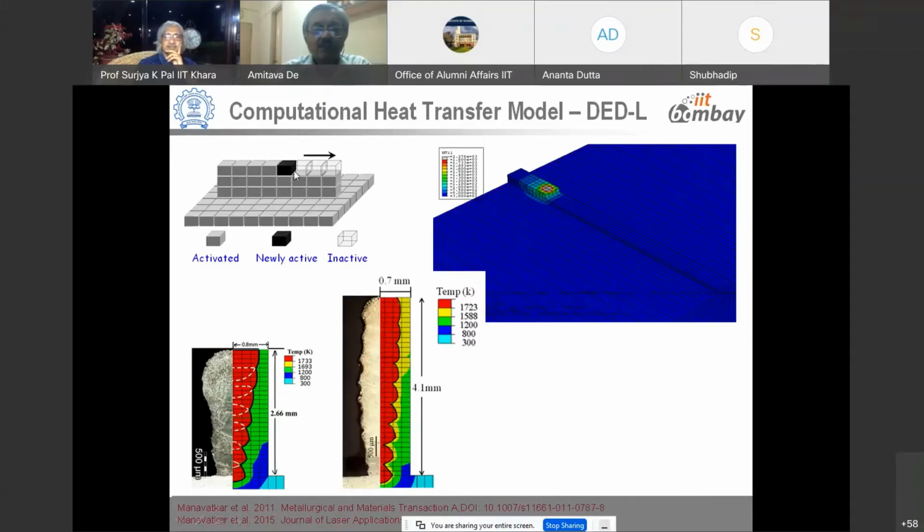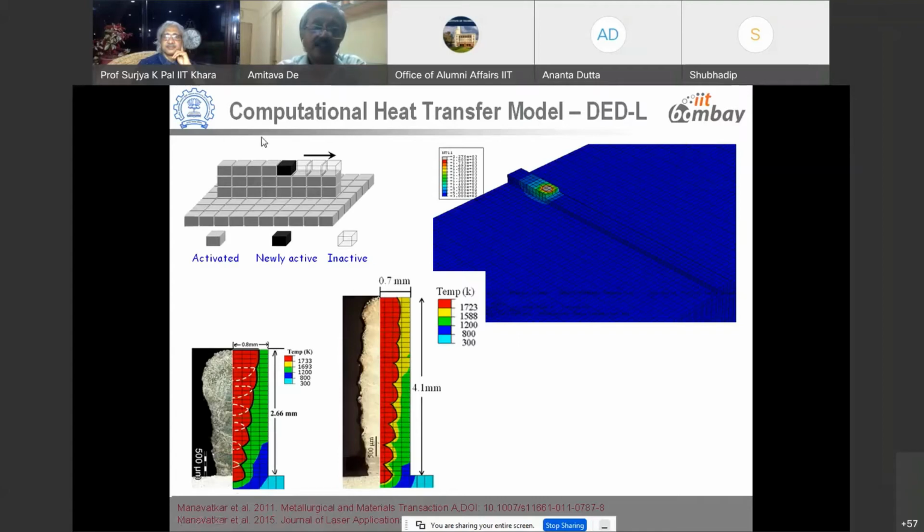Each of these sets of elements is mimicking the typical powder particles. So it is easy to understand that the smaller the size of these cells, the more accurate the model would be, because we would be able to achieve a much more granular idea of the local thermal fluctuations.